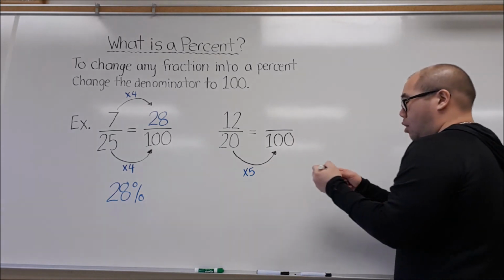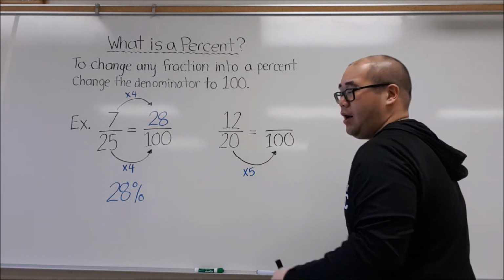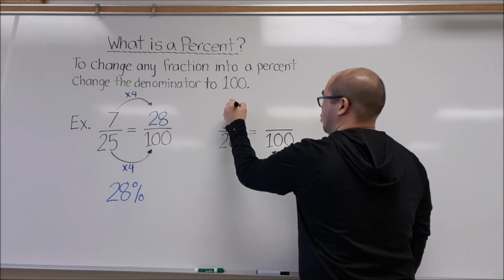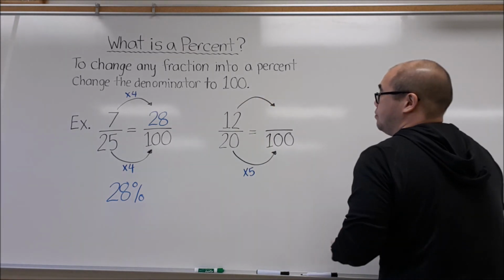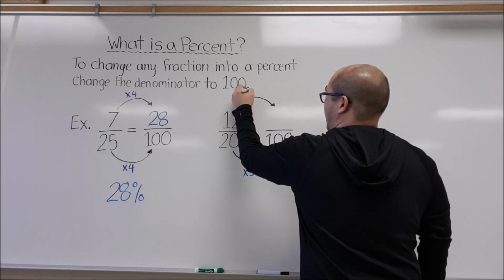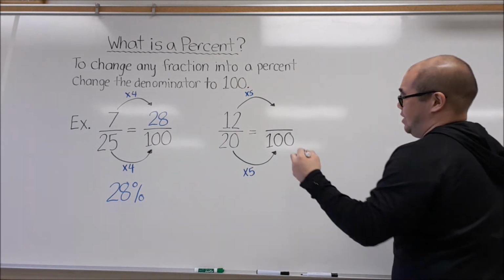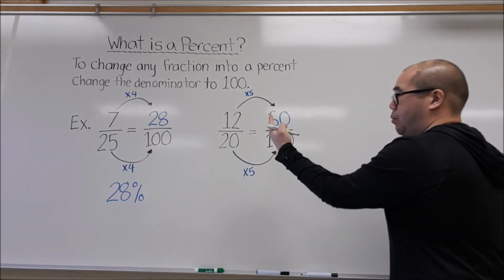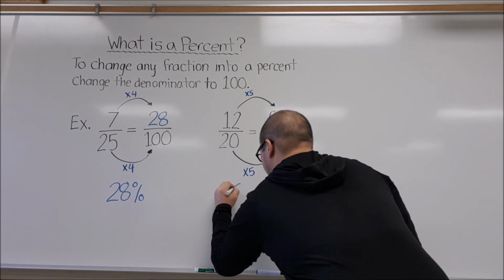And again, what we do on the denominator, in this case multiplied by 5, we have to also do to the numerator, which is 12. So we're going to multiply 12 by 5 as well. And when you do that, 12 times 5, that gives you 60. So our percentage for this fraction, 12 over 20, is 60%.